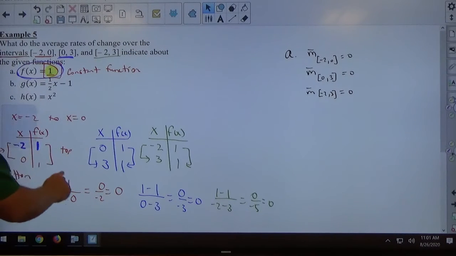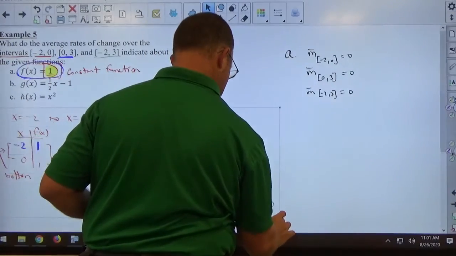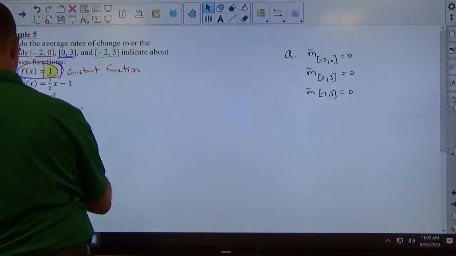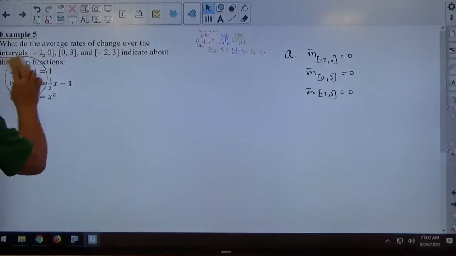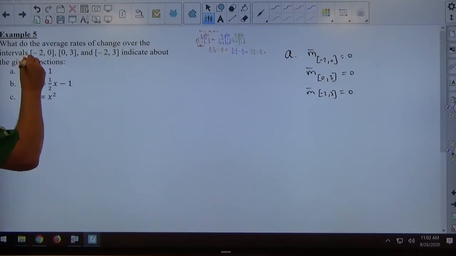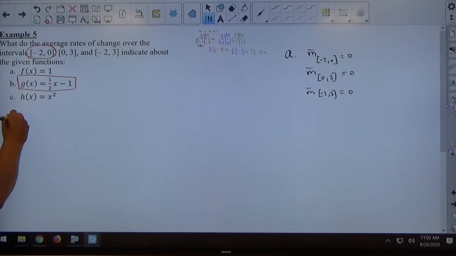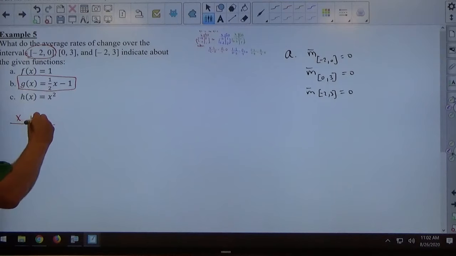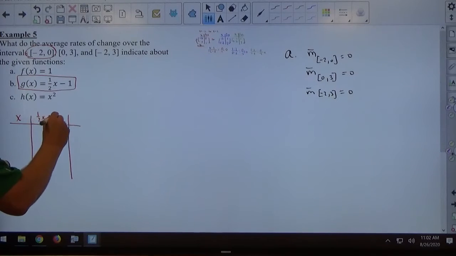Okay, so I'm going to grab all this and make it small so I have room to work. Move on to part B. Part B, we're going to be using function g of x. So again, I'm using the interval negative 2 to 0 first. My function is g of x equals 1/2 x minus 1. And if I do an x comma g of x function structure here, this one's a little bit harder to evaluate, so I'm going to actually make a third column for this one. 1/2 x minus 1, g of x.